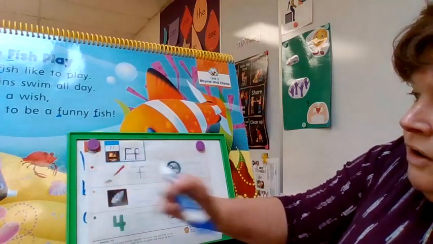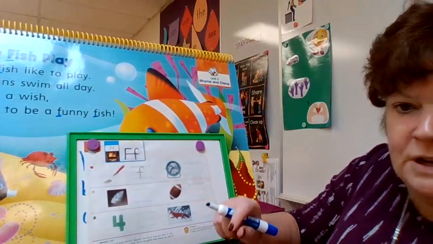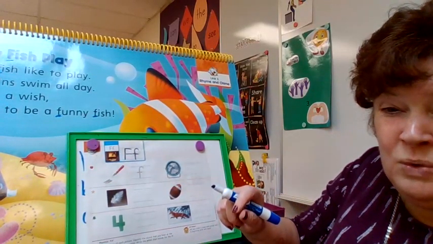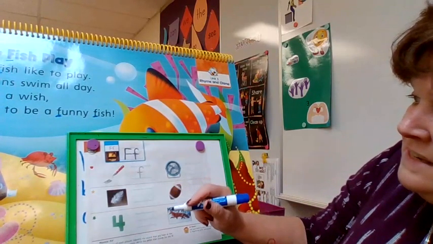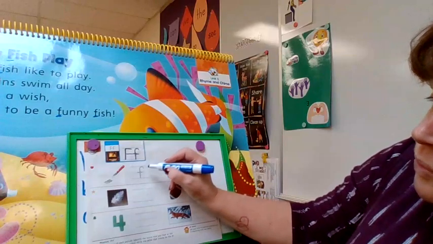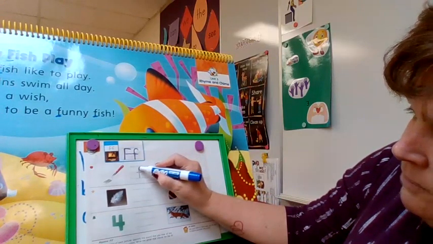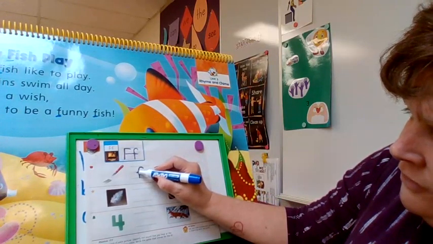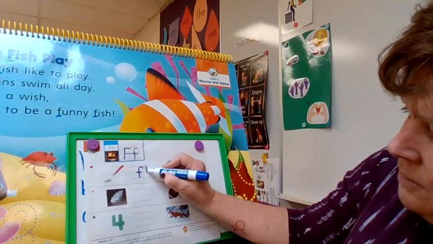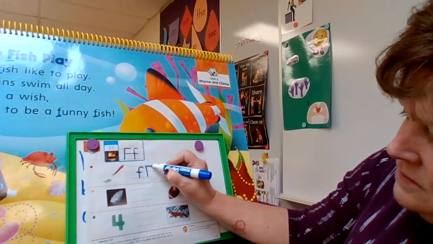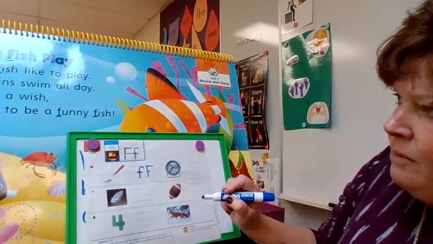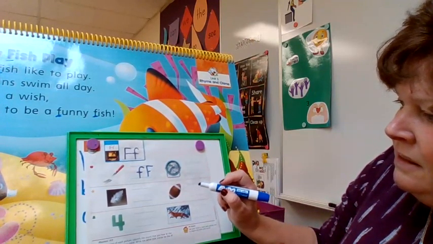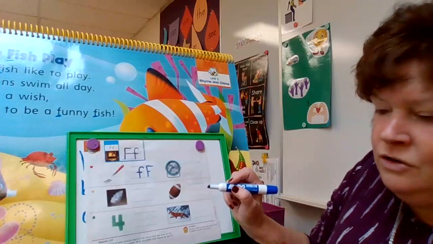So let's look at our apple. What is our first picture? I bet you use one almost every day. I know I do. That is a fork. So we're going to trace the lowercase f, and then we're going to put a capital F right next to it. Okay? That second line for your capital F should just be a little bit shorter than your top line.